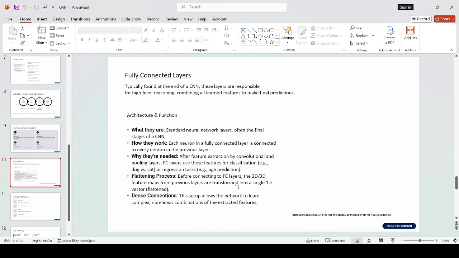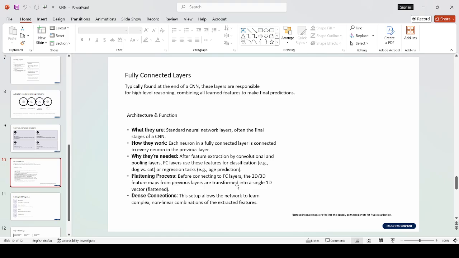Now we come to the fully connected layers, also called dense layers. These layers are typically found toward the end of a CNN. The convolutional and pooling layers are mainly responsible for extracting useful features from the image. The fully connected layers take these learned features and use them to make the final prediction.